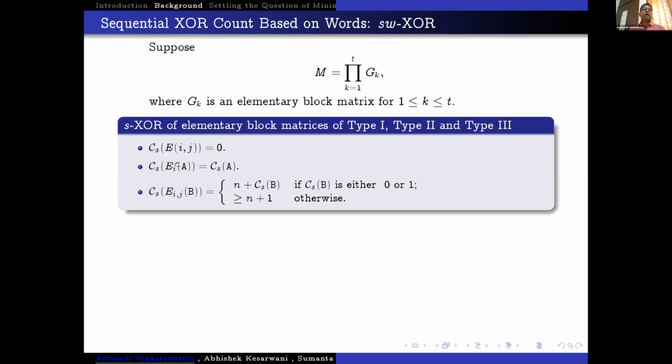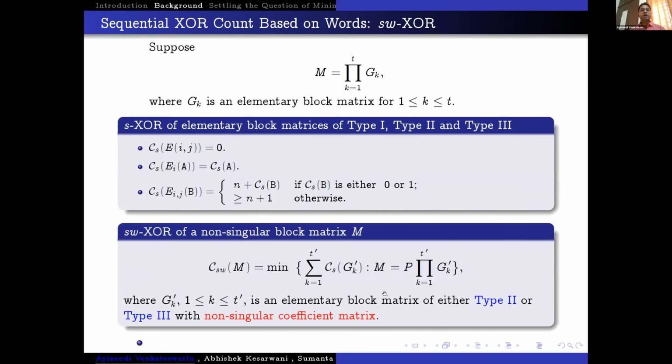The SXOR cost of a type 2 matrix is equal to the SXOR cost of its coefficient matrix A. In the case of a type 3 matrix, the SXOR cost is equal to n if B is a permutation matrix. If it is not a permutation matrix, it is greater than or equal to n plus 1.